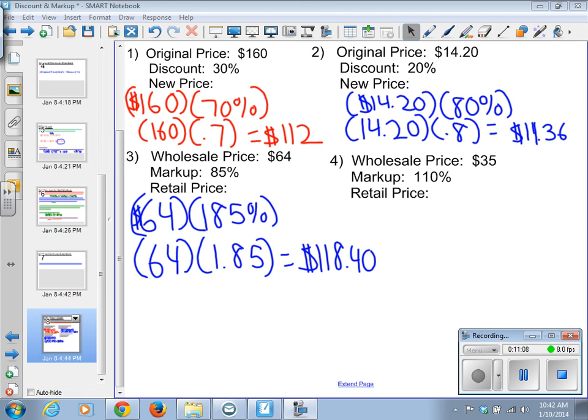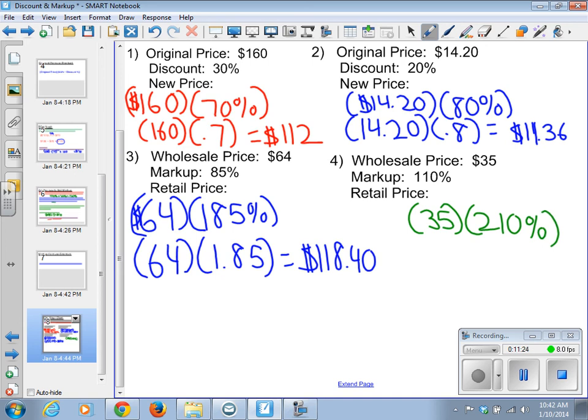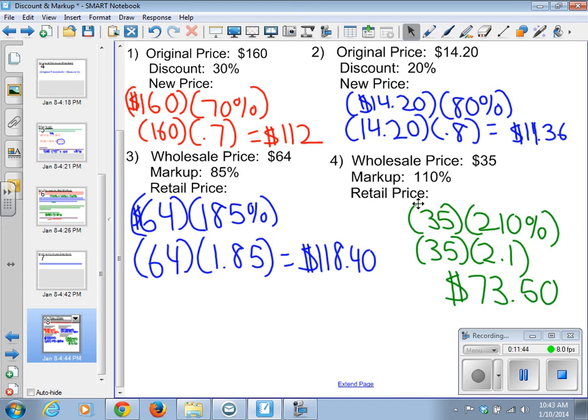Our final problem, we have a wholesale price of $35, marked up 110%. Let's see what we get. So we have 35 times 210%, because we add 110 to 100. Decimal point moves over twice. So we multiply that through for a final answer of $73.50. This concludes your markup and discount lesson.